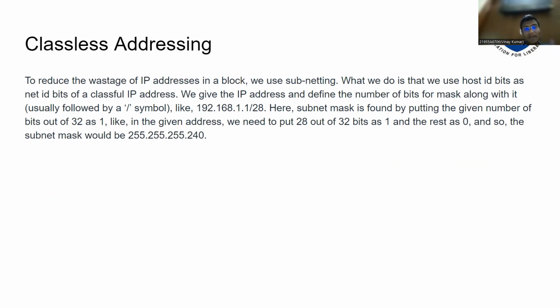We give the IP address and define the number of bits for the mask along with it, usually followed by a slash symbol, like 192.168.1.1/28. Here, the subnet mask is found by putting the given number of bits out of 32 as 1. Like in the given address, we need to put 28 out of 32 bits as 1 and the rest as 0. And so the subnet mask would be 255.255.255.240.